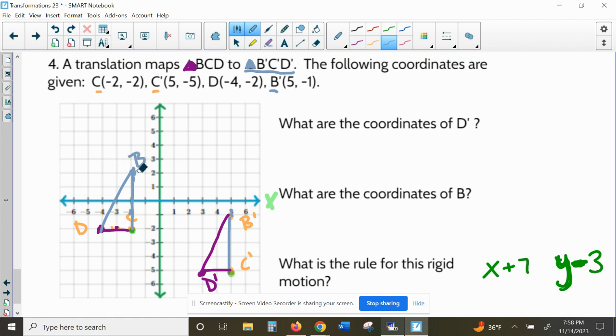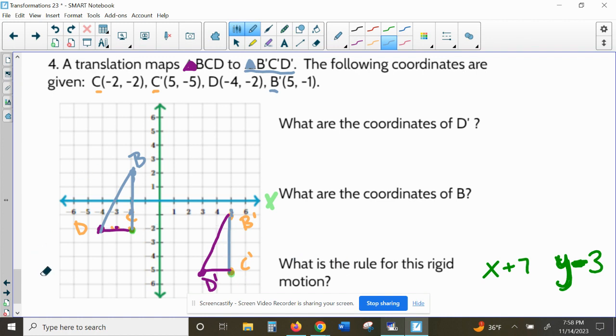So let's double check all my points. My B, that's 1, 2, 3, 4, 5, 6, 7 to the right and down 1, 2, 3. That looks good. My D is 1, 2, 3, 4, 5, 6, 7 to the right and down 1, 2, 3. That looks good. And my C was 1, 2, 3, 4, 5, 6, 7 to the right, and down 3. So my triangles look good.